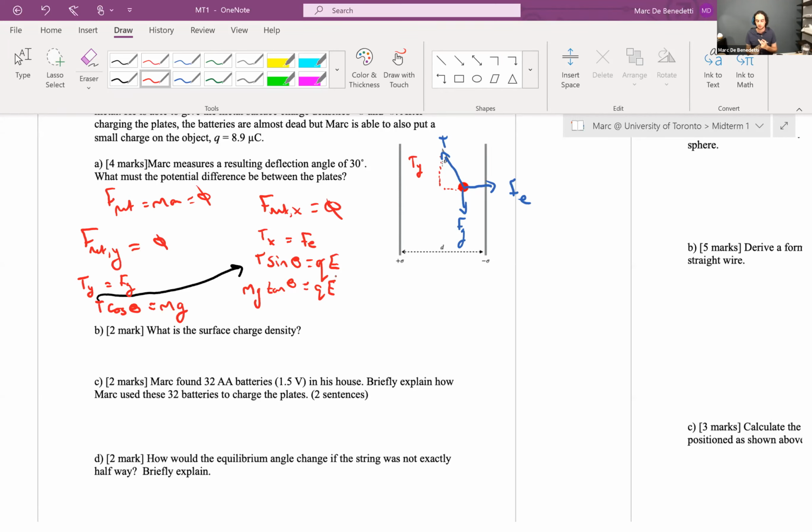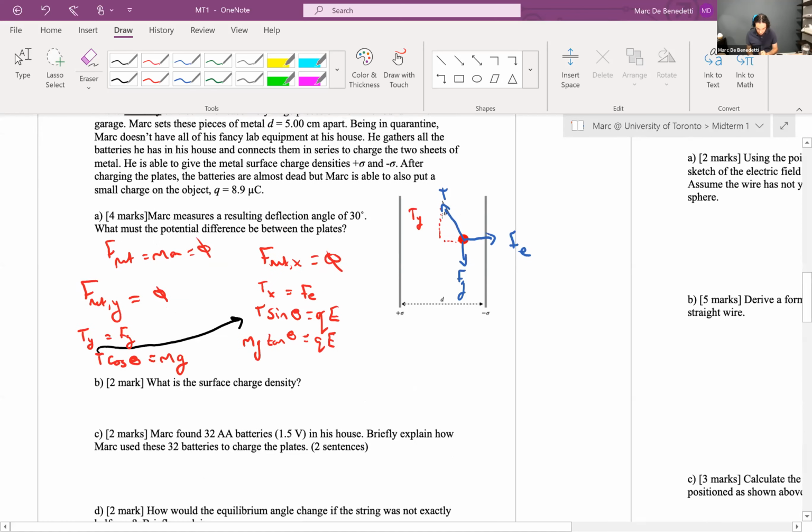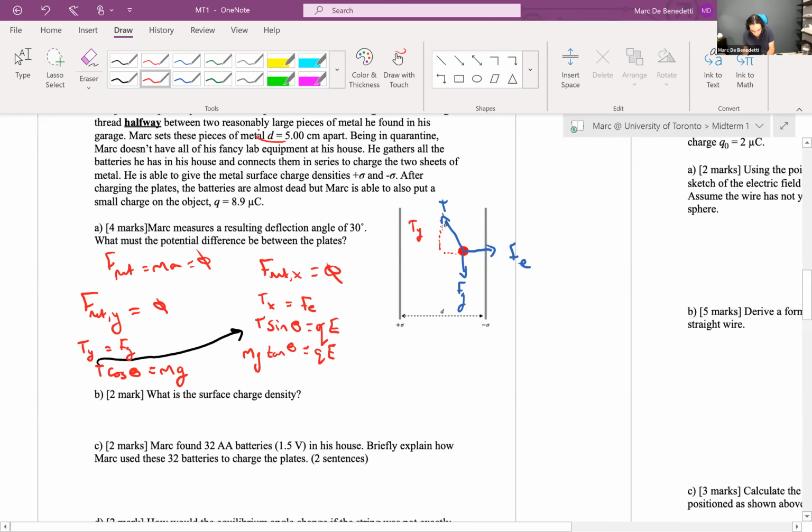We've got Q over epsilon naught A, and we have delta V over D. So then we say, okay, well, they're both valid. Which one's more useful in this case? So we go back to the question. We know that we're given the distance between the plates, evidenced by the diagram here. And we're also asked for the potential difference between the plates, delta V. So we should be using delta V over D for E there.